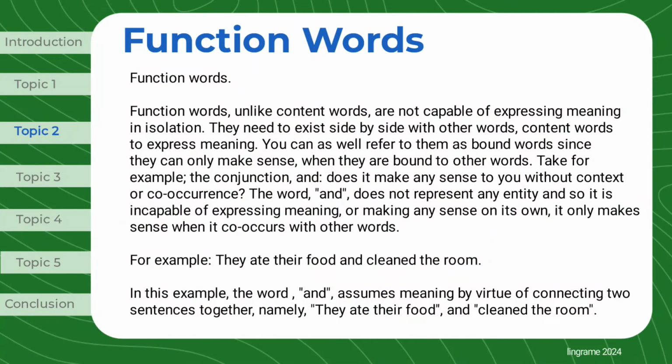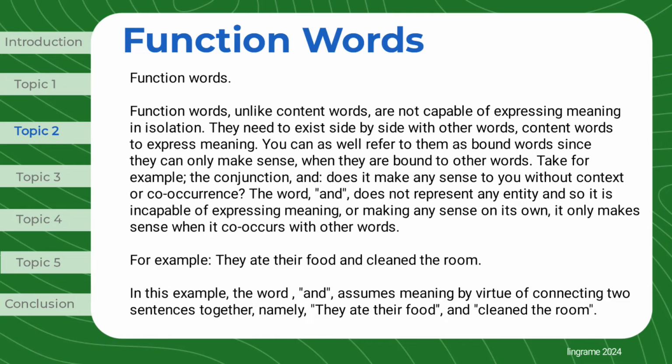Function words. Function words, unlike content words, are not capable of expressing meaning in isolation. They need to exist side by side with other words, content words, to express meaning. You can as well refer to them as bound words, since they can only make sense when they are bound to other words. Take for example, the conjunction, and. Does it make any sense to you without context or co-occurrence?